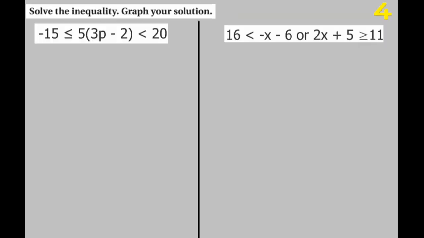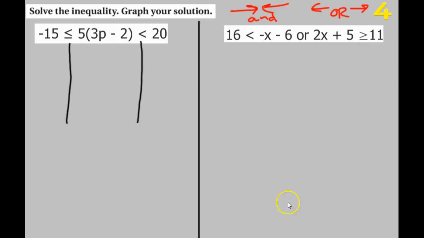Alright, these next two, solve and graph. Notice there's two symbols, so we're going to have two answers. Our arrows should be either pointing together, making an and statement, or apart from each other, making an or statement. If you have arrows pointing both to the right or both to the left, you made a mistake.